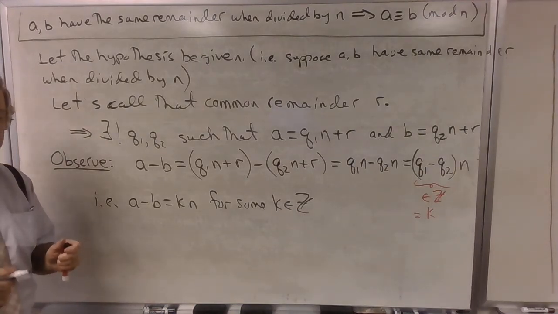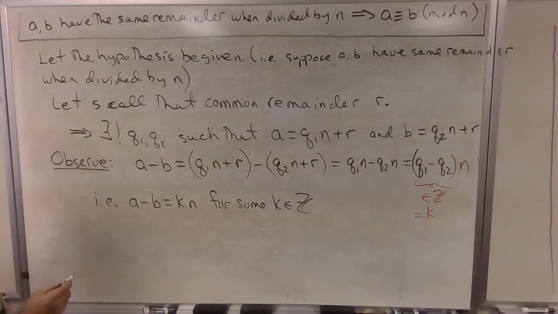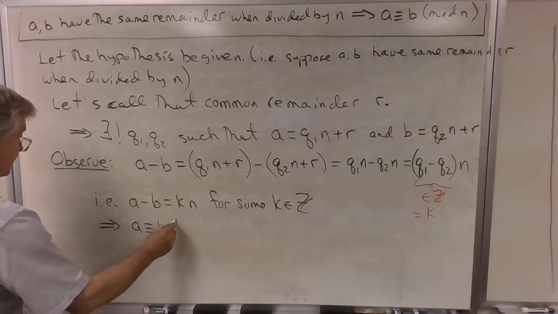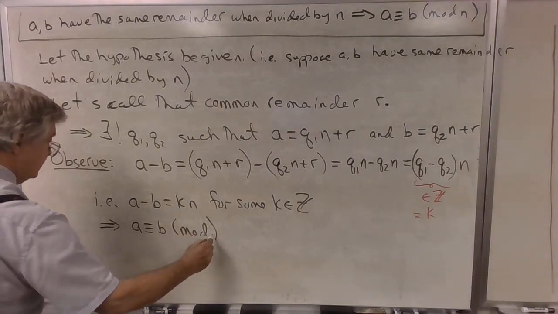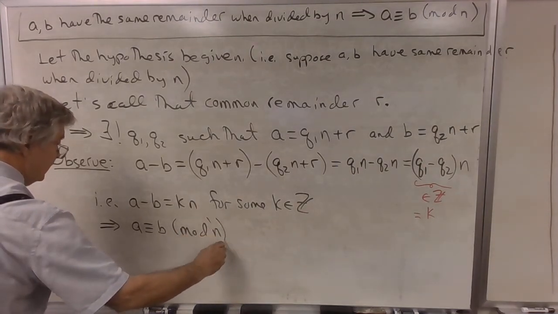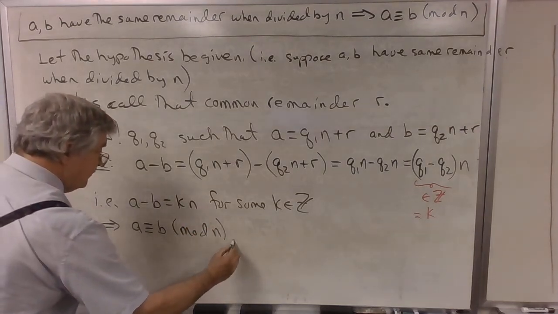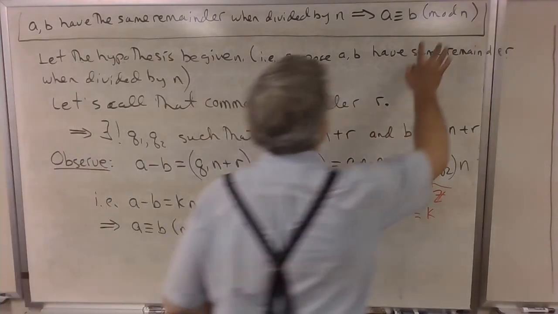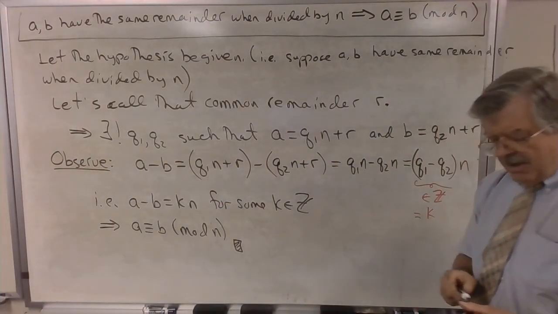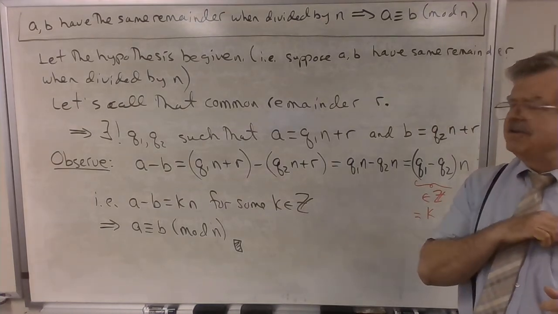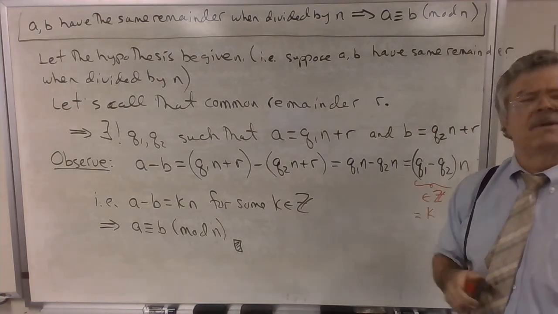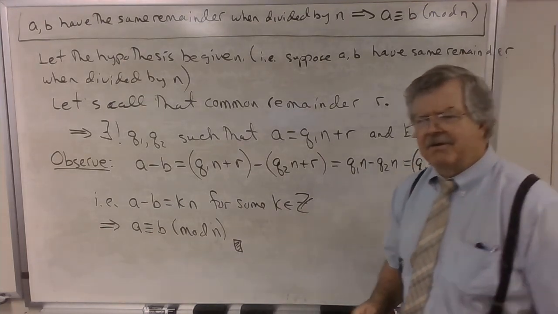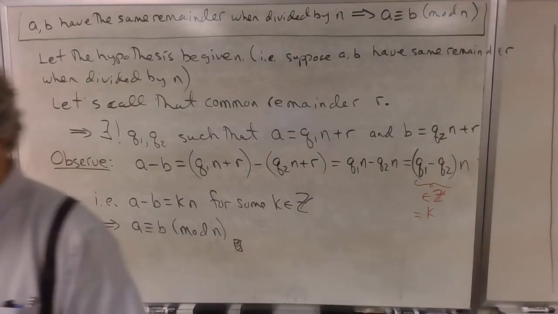And that's the definition of being congruent modulo n. So a is congruent to b mod n. And that's exactly what we were supposed to show. So this is an equivalent criterion for showing two numbers are congruent modulo n: if they both have the same remainder when we divide by n.